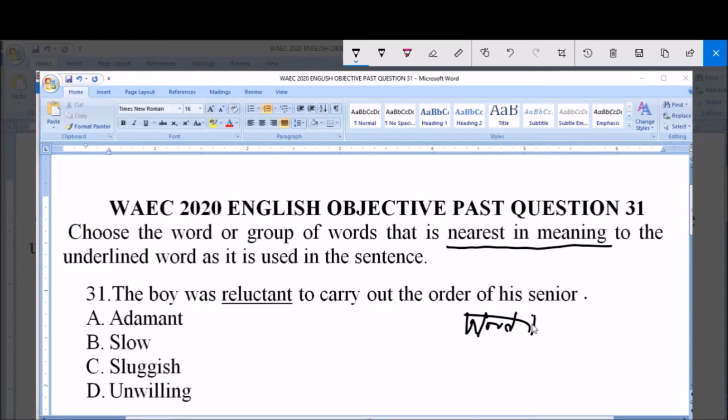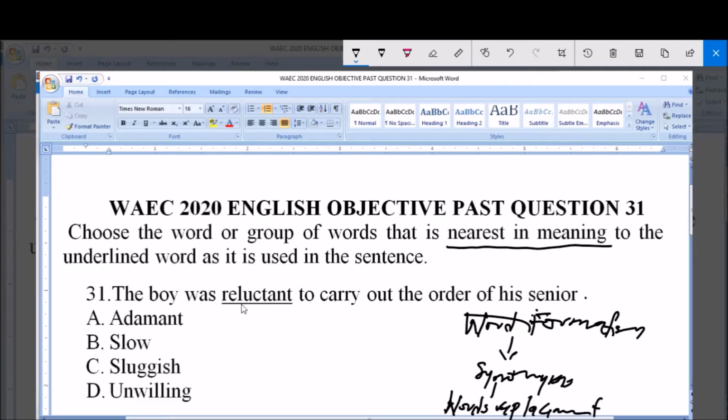And under word formation we have what we call synonyms. Synonyms simply means word replacement. So we are replacing this underlined word with another word that can actually give us the same meaning.